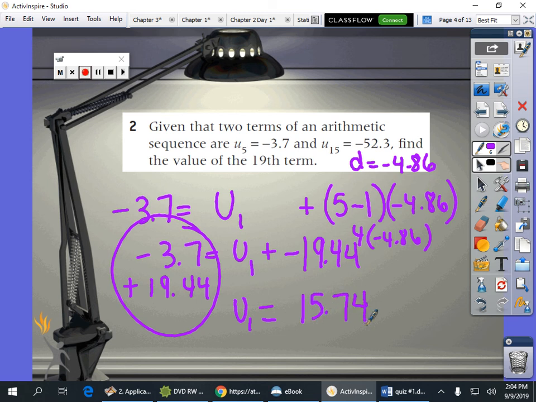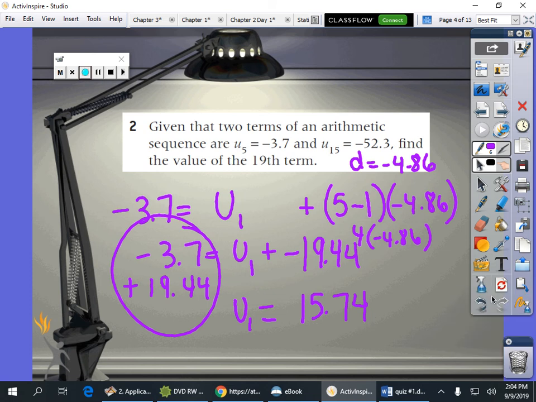First term. So I will tell you on your quiz, there's like an A, a B, a C. So this would be an example of an ABC problem. Part A was to find the common difference. Part B was to find the first term, and now we're going to use it to find the 19th term. Milka's going to do it because she's looking a little nervous, but I know she can do it.